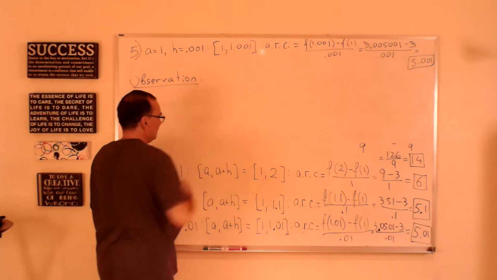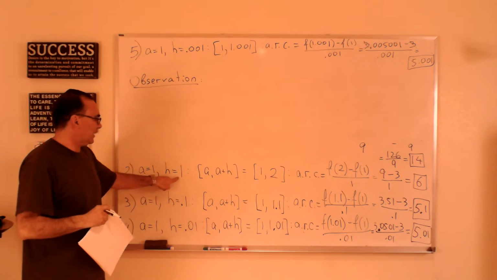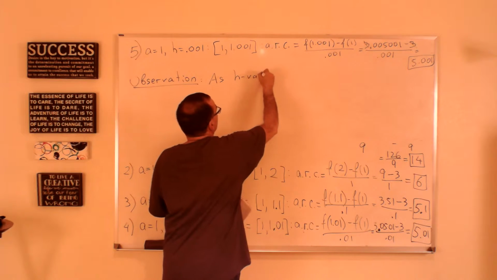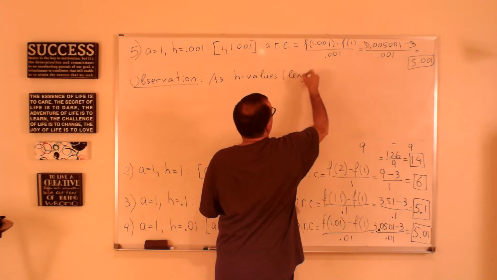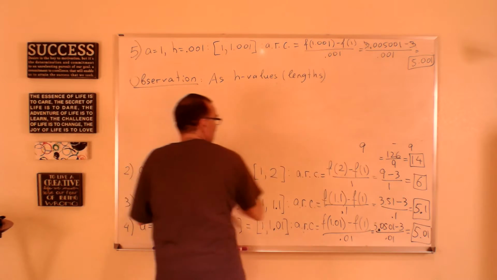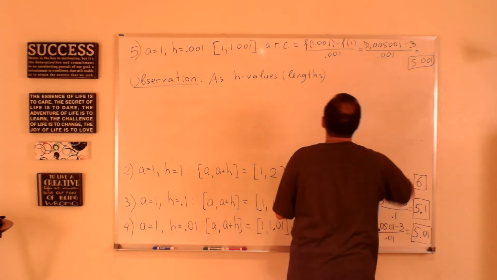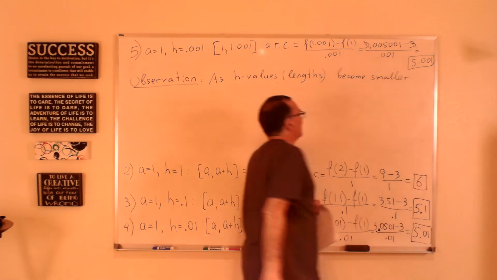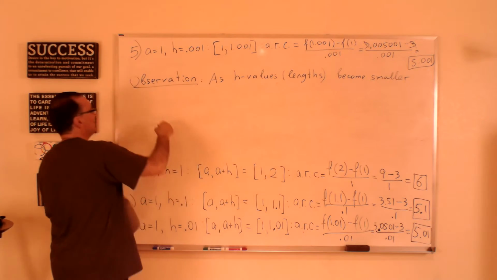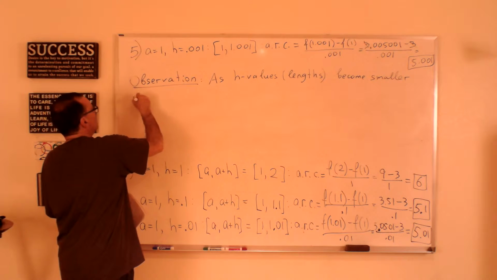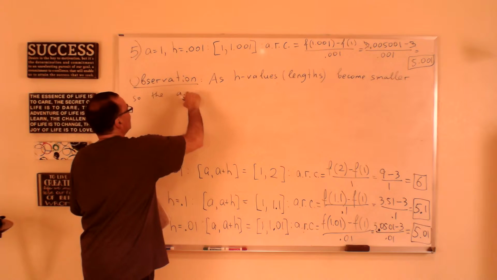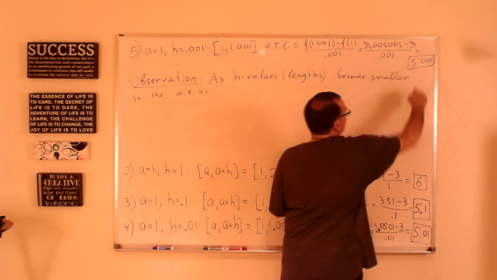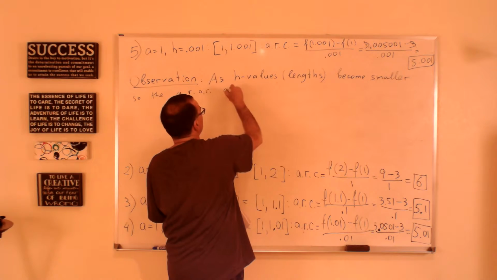Observation. As the values of h, which is the length of the interval, become smaller and smaller, because we took values like 0.1, 0.01, 0.001, the average rate of change becomes closer to 5. In fact, it approaches 5. Average rate of change approaches 5.